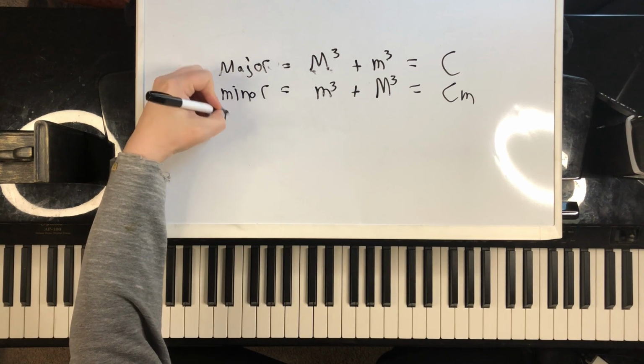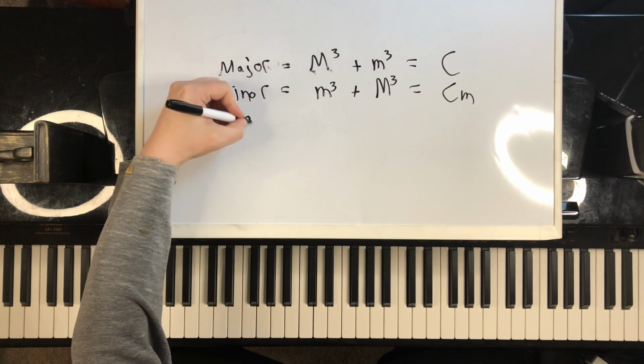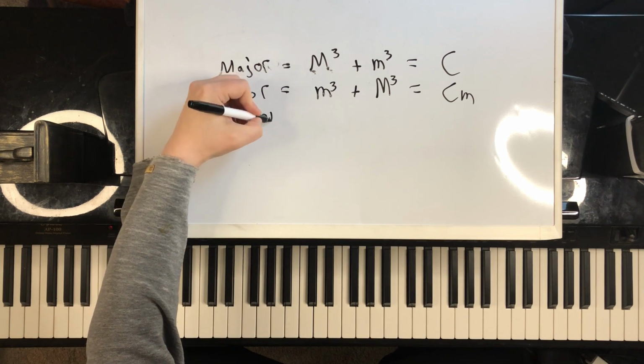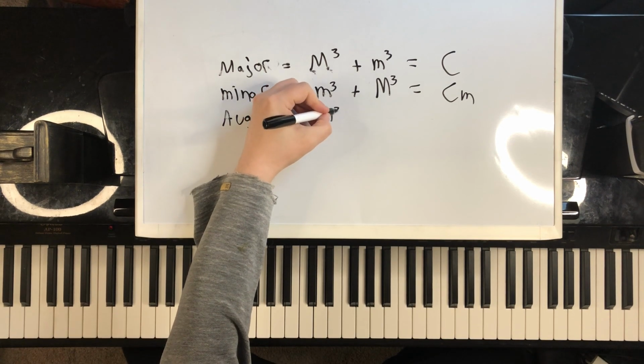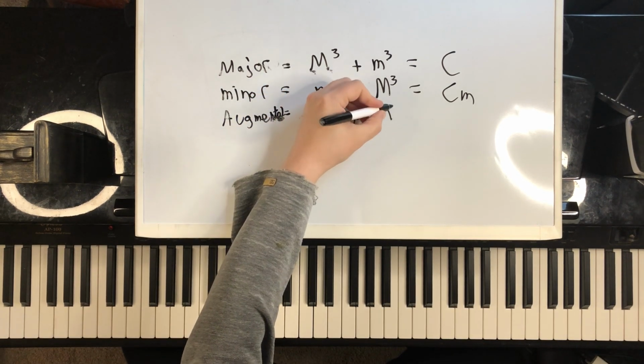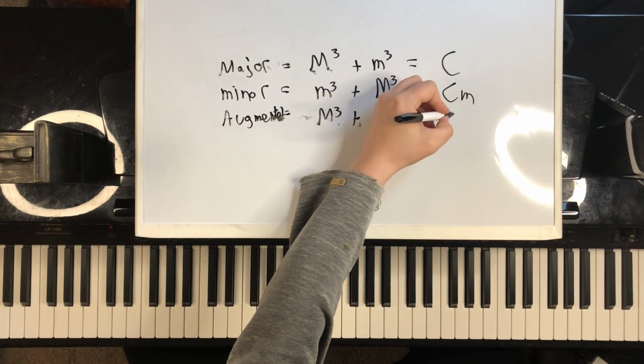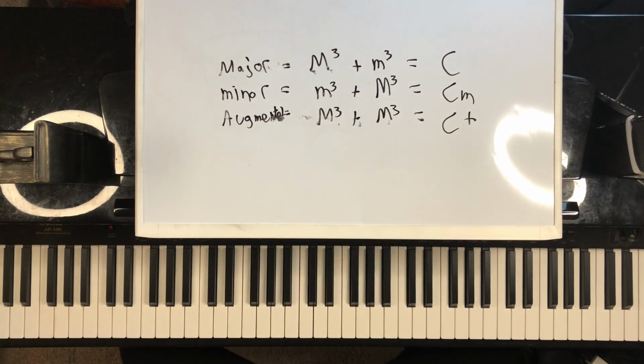So if we have augmented, that's our major plus major. Big M plus big M. So that means we're skipping 3 notes in between. In our notation, we might put a plus sign to show you that it's bigger.